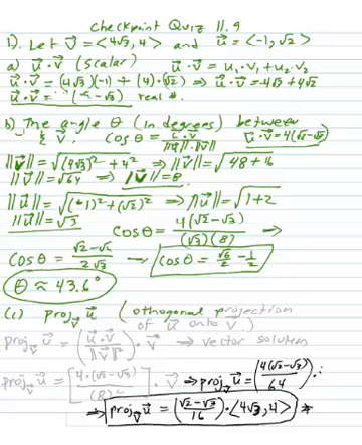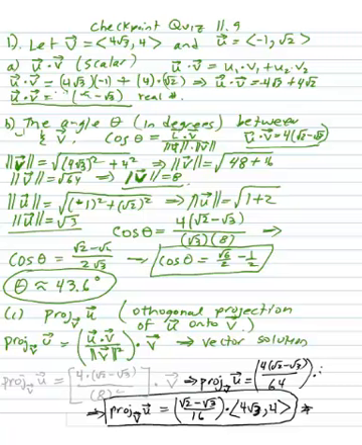Orthogonal projection of u onto v. Well, the formula tells us that we can find the projection of u onto v is equal to the dot product u dot v divided by the magnitude of v quantity squared, times the vector v. So this will give us a vector answer.